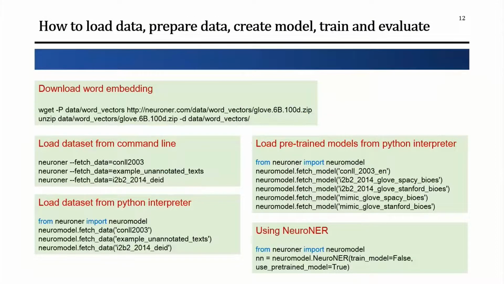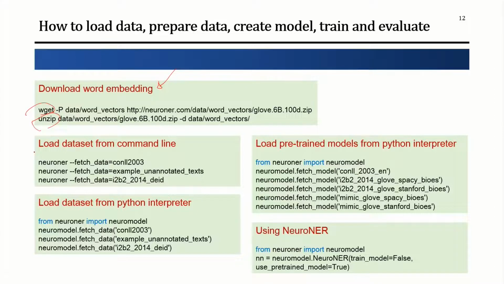And this slide gives you some important commands for how we can load the data, prepare the data, create a model, as well as train and evaluate our models. To download some word embedding, we can use these commands using wget. And then we can extract this information using the unzip command.